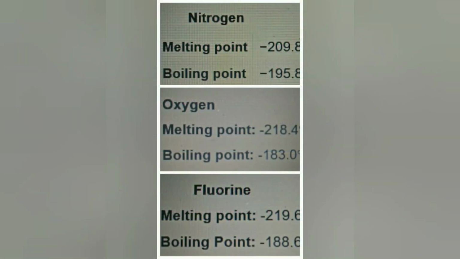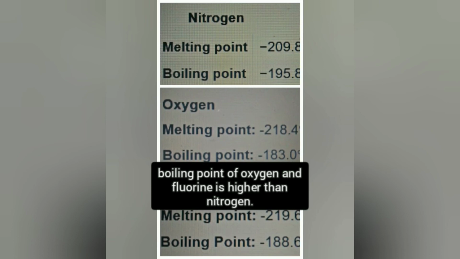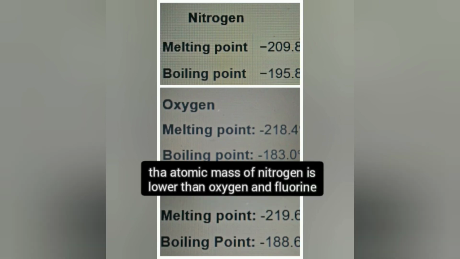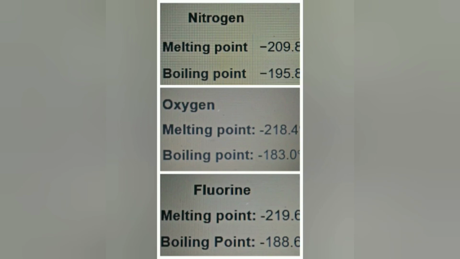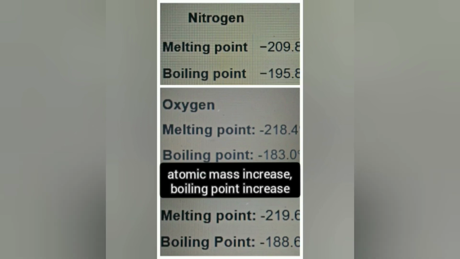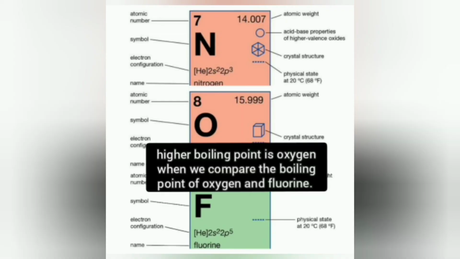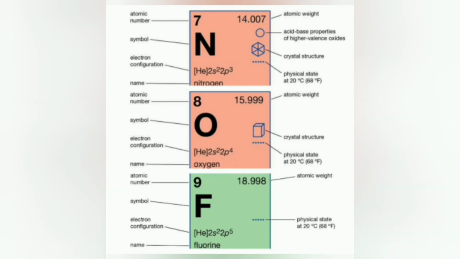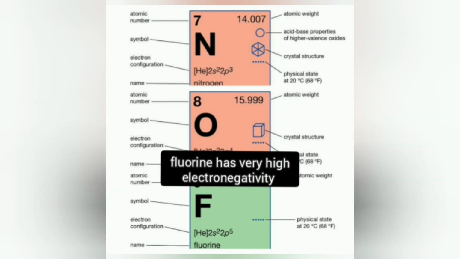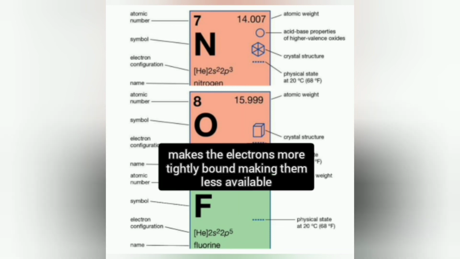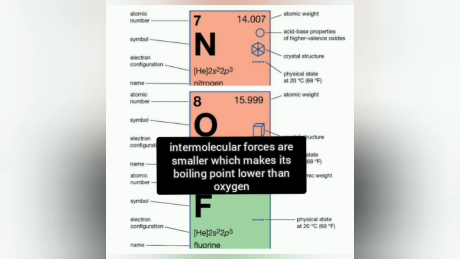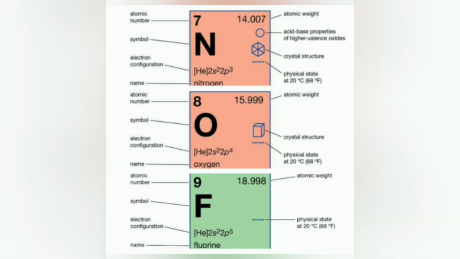When we compare the boiling points of nitrogen, oxygen and fluorine, the boiling points of oxygen and fluorine are higher than nitrogen. This is because the atomic mass of nitrogen is lower than oxygen and fluorine. When atomic mass is increased, the boiling point is increased. But when we compare the boiling points of oxygen and fluorine, the higher boiling point is owned by oxygen, which has lower atomic mass than fluorine. Why does this happen? Fluorine is a special case because its very high electronegativity makes the electrons more tightly bound, making them less available. So, intermolecular forces are smaller, which makes its boiling point lower than oxygen, although fluorine has greater atomic size.